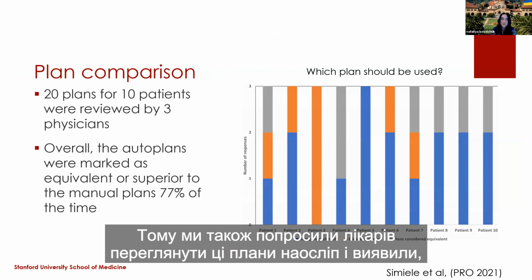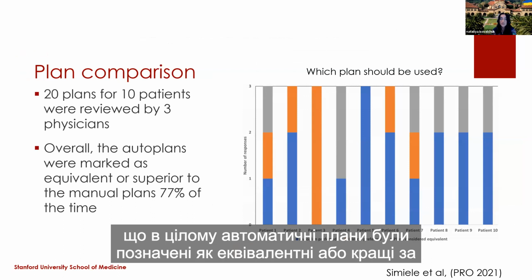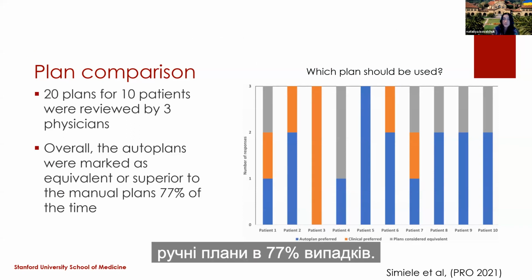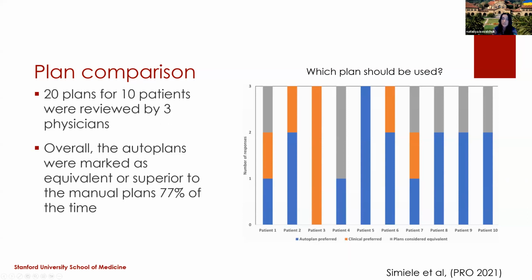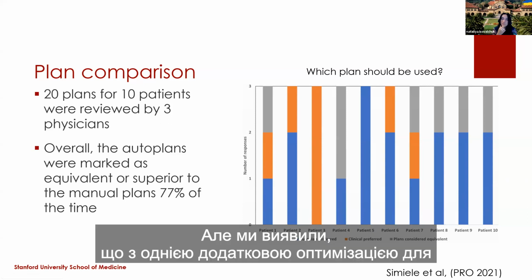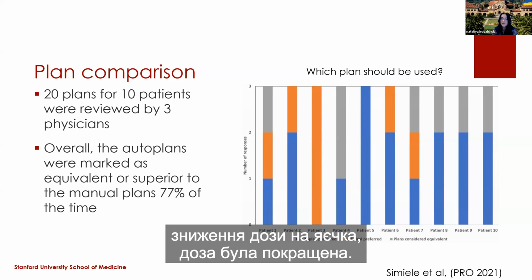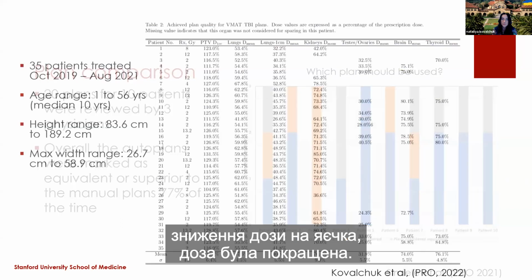We also asked physicians to review these plans in a blinded fashion and found that overall the auto plans were marked as either equivalent or superior to manual plans 77% of the time. And only one plan, for patient 3, was marked as inferior because of the gonadal sparing. But we found that with one additional optimization to lower the dose to the testes, the dose was improved.